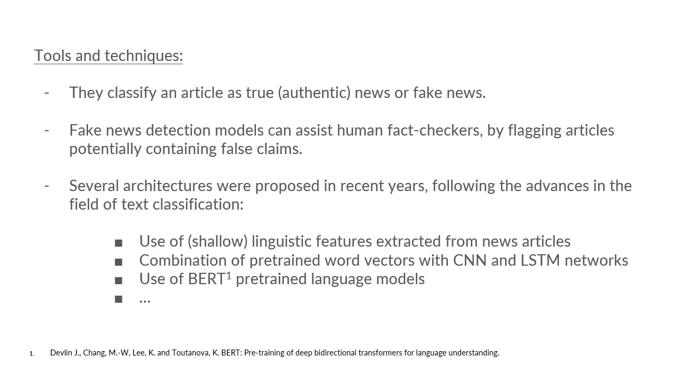Several architectures for fake news detection were proposed in recent years, following the advances made in the more general field of text classification. These include the use of shallow linguistic features extracted from news articles, the combination of pre-trained word vectors with various types of neural networks, and the use of BERT pre-trained language models.